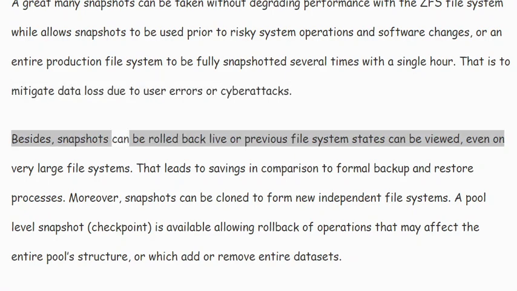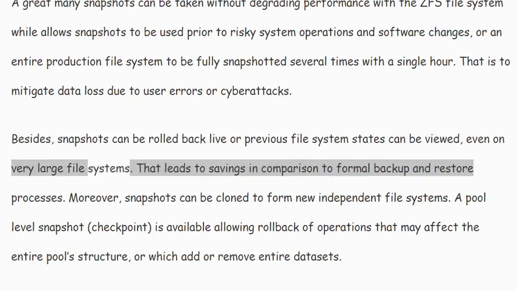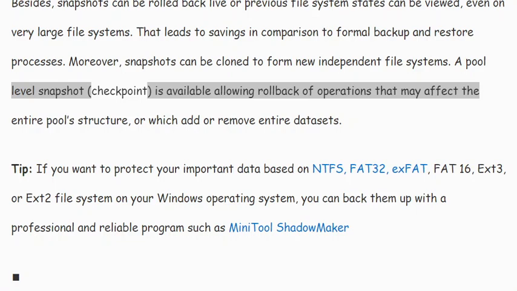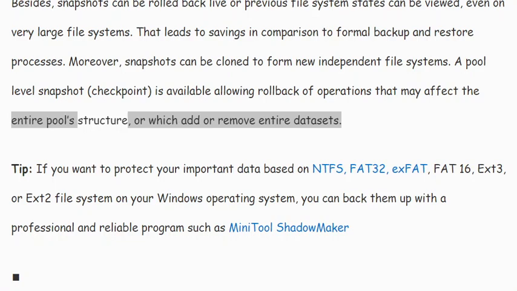Besides, snapshots can be rolled back live or previous file system states can be viewed even on very large file systems. That leads to savings in comparison to formal backup and restore processes. Moreover, snapshots can be cloned to form new independent file systems. A pool-level snapshot, checkpoint, is available allowing rollback of operations that may affect the entire pool's structure or which add or remove entire datasets.